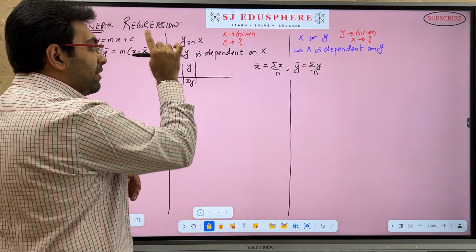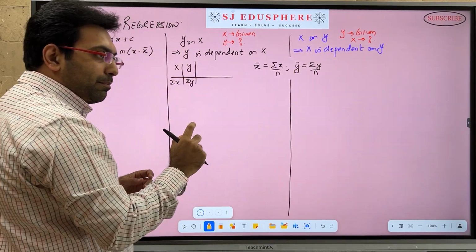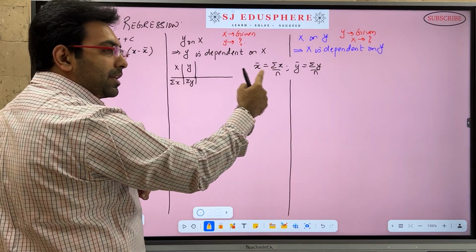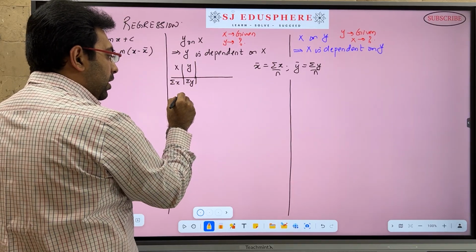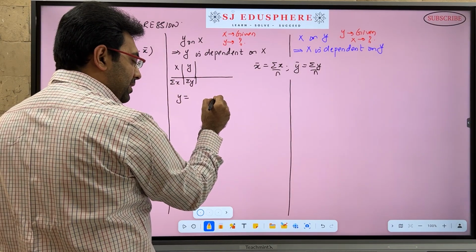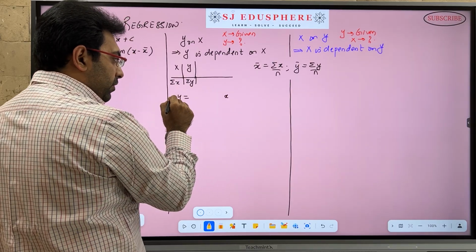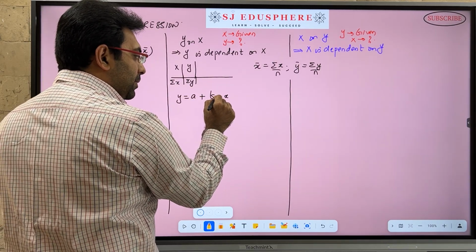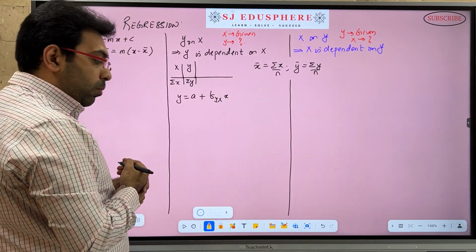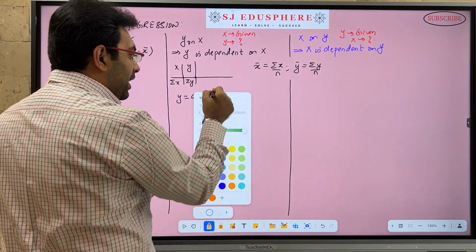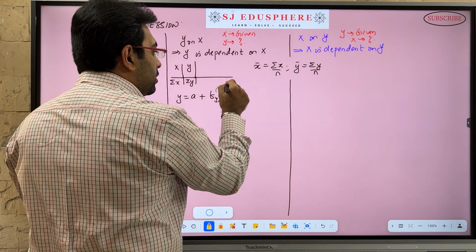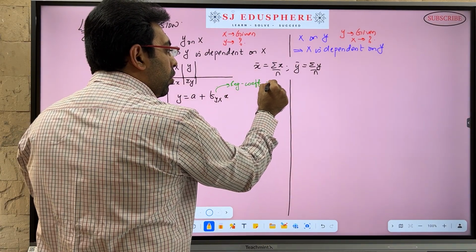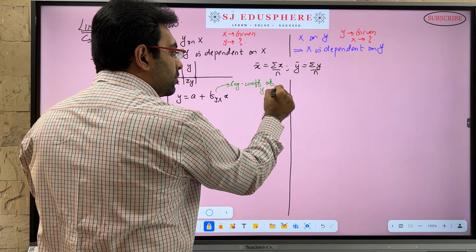Now, when I'm saying y on x, get the pattern. Y on x means first y, then x. So, I will say y on x, first y, then x. Y on x means b y x. What is b y x? B y x is your regression coefficient of y on x.